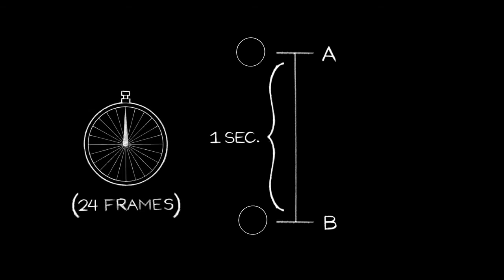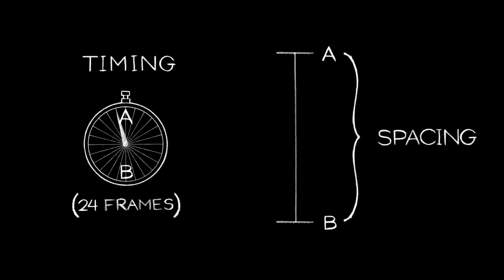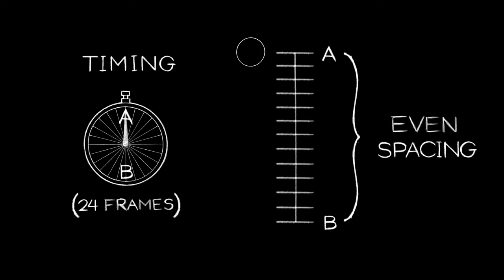Okay, let's start animating our ball bouncing up and down with a simple cycle of drawings. We'll draw a circle here, call it point A, our starting point. We'll have it hit the ground here, point B. Let's say it takes about a second to hit the ground and come back up again. This is our timing. Our spacing is where we position the circle in the frames between point A and B. If we were to move our ball in evenly spaced increments, we'd get something like this. It's not really telling us anything about itself. Is it a bouncing ball or a circle on an elevator?